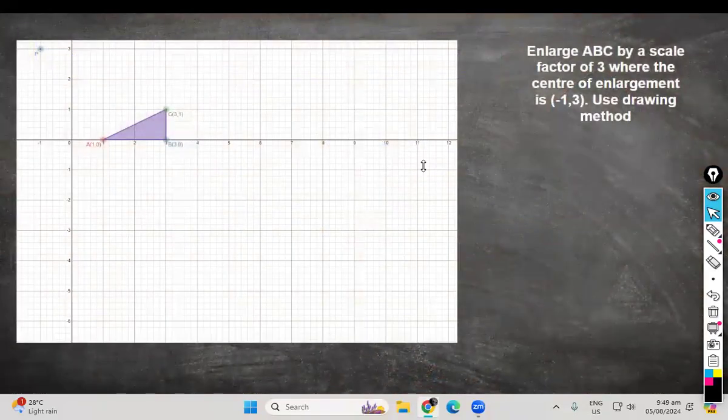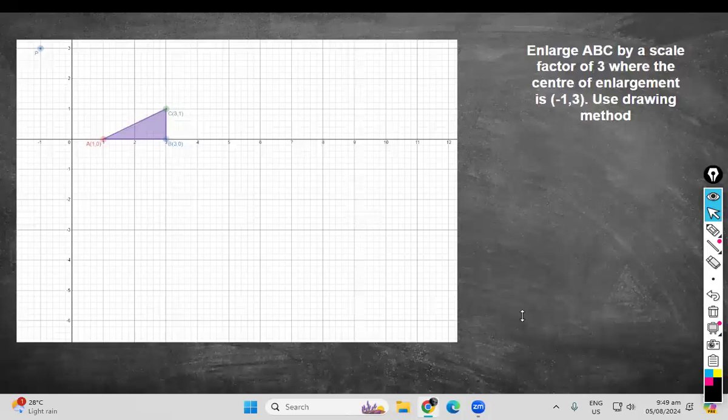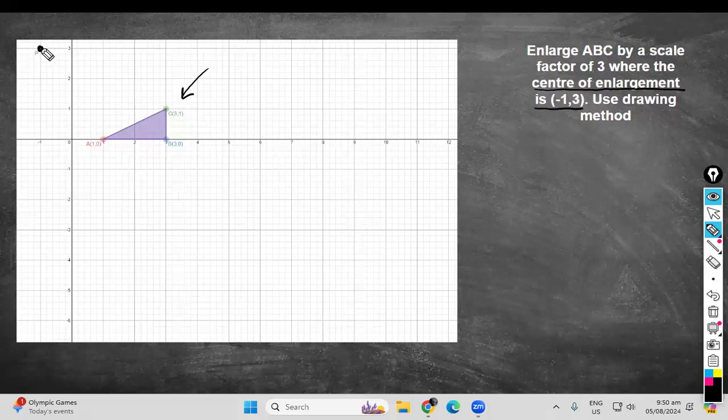All right, so look at this question now. Enlarge the triangle. I'm going to write it back properly, don't worry. Enlarge ABC by a scale factor of 3. So what we want to do is make this triangle 3 times larger. But this time, the center of enlargement is not the origin. The center of enlargement today is -1, 3. That's somewhere over here. Isn't that the point -1, 3? I know it's kind of hard to see, but I'm just going to write it here.